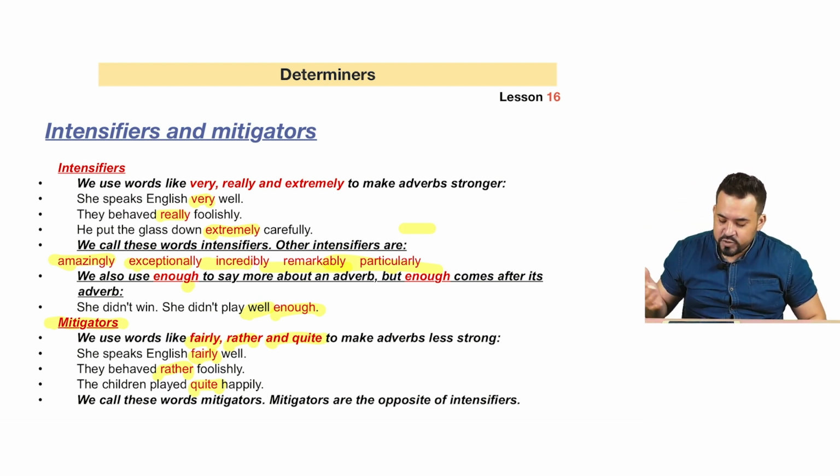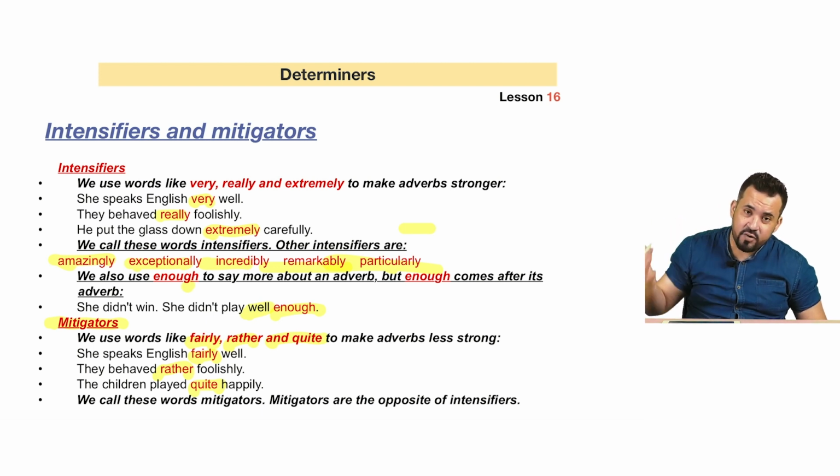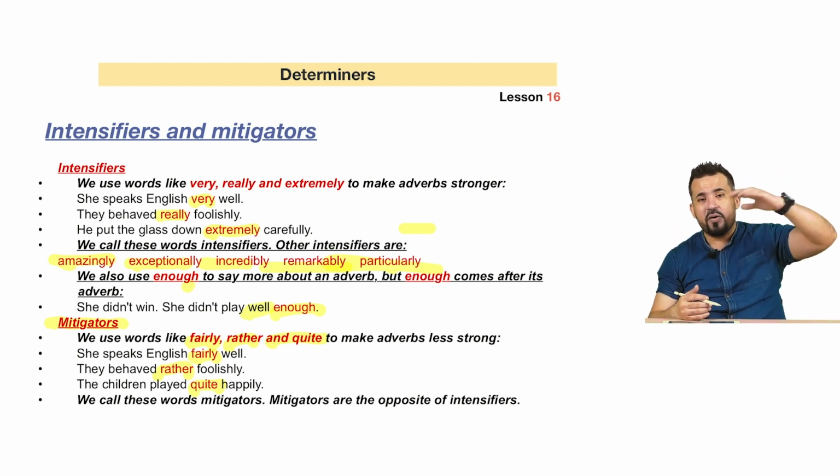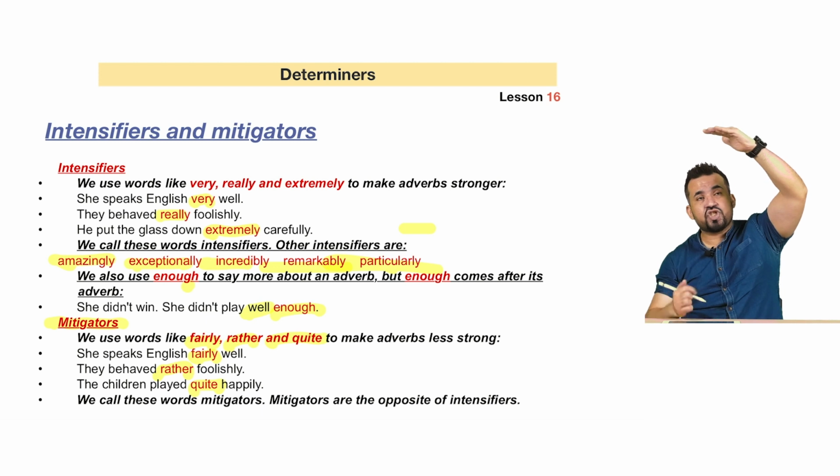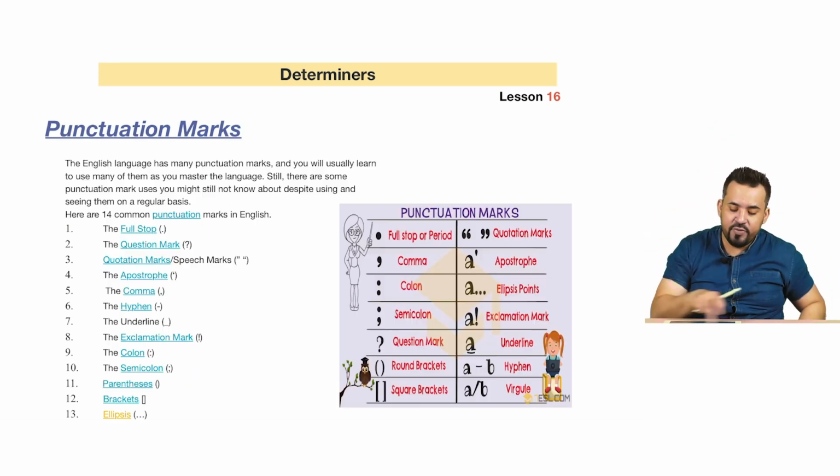We call those words mitigators. Mitigators are the opposite of intensifiers. Actually, they're in the middle. So if intensifiers are the extreme, mitigators are right here in the middle.